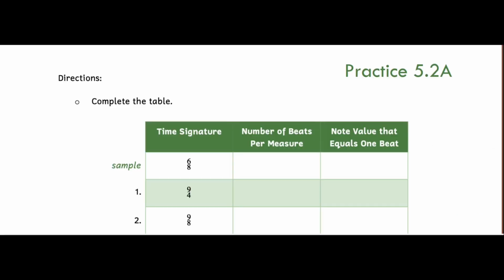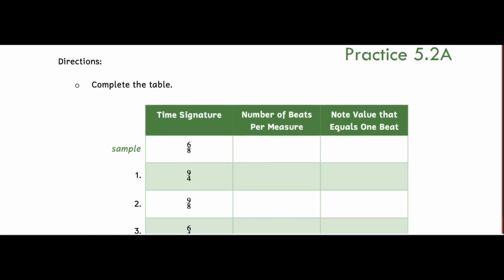Directions. Complete the table. I'll go ahead and do the sample for you. Now these are compound meters, which are not as simple as simple meters. So to find the number of beats per measure, you're going to divide the top number by 3. So 6 divided by 3 equals 2. So there are 2 beats per measure.